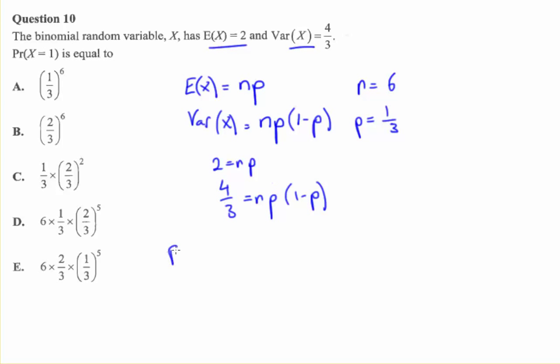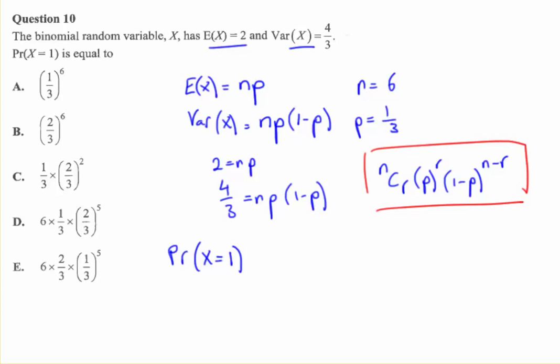We need to find the probability that x equals 1. Well, we're going to use our binomial formula, which says that we take nCr, and then we do the probability of success to the power of r, and then the probability of failure to the power of n minus r. So we're going to use this formula. You really should know that. And then we're going to sub in our values here.